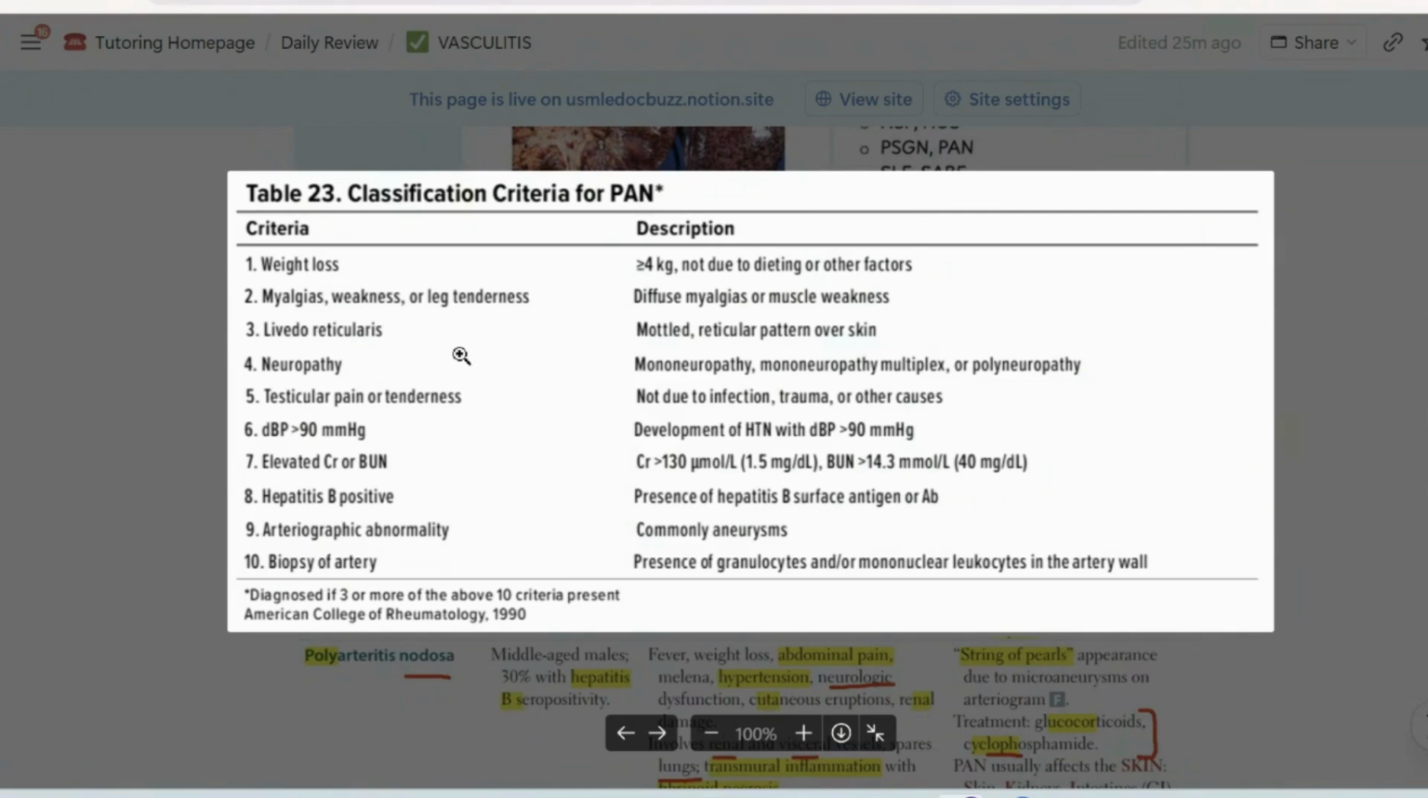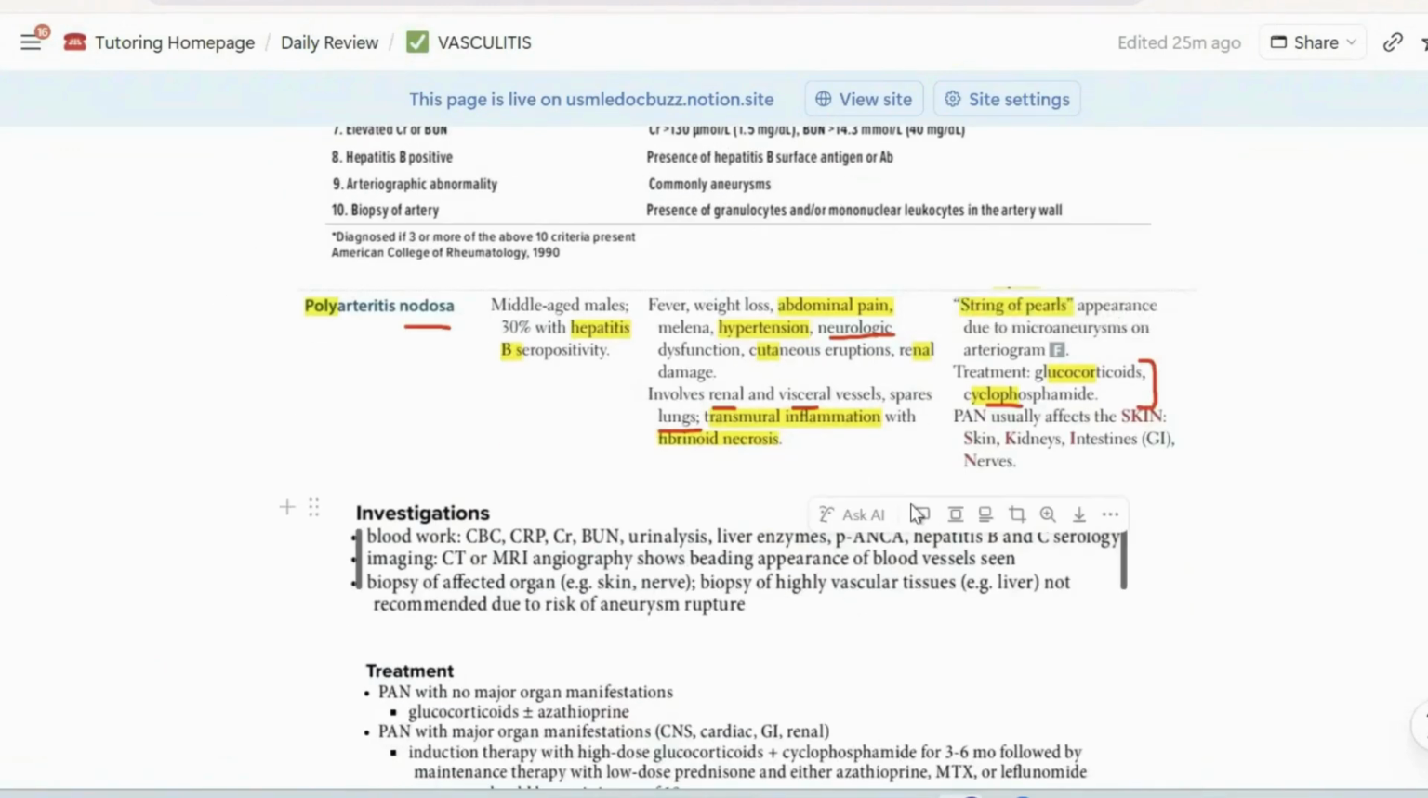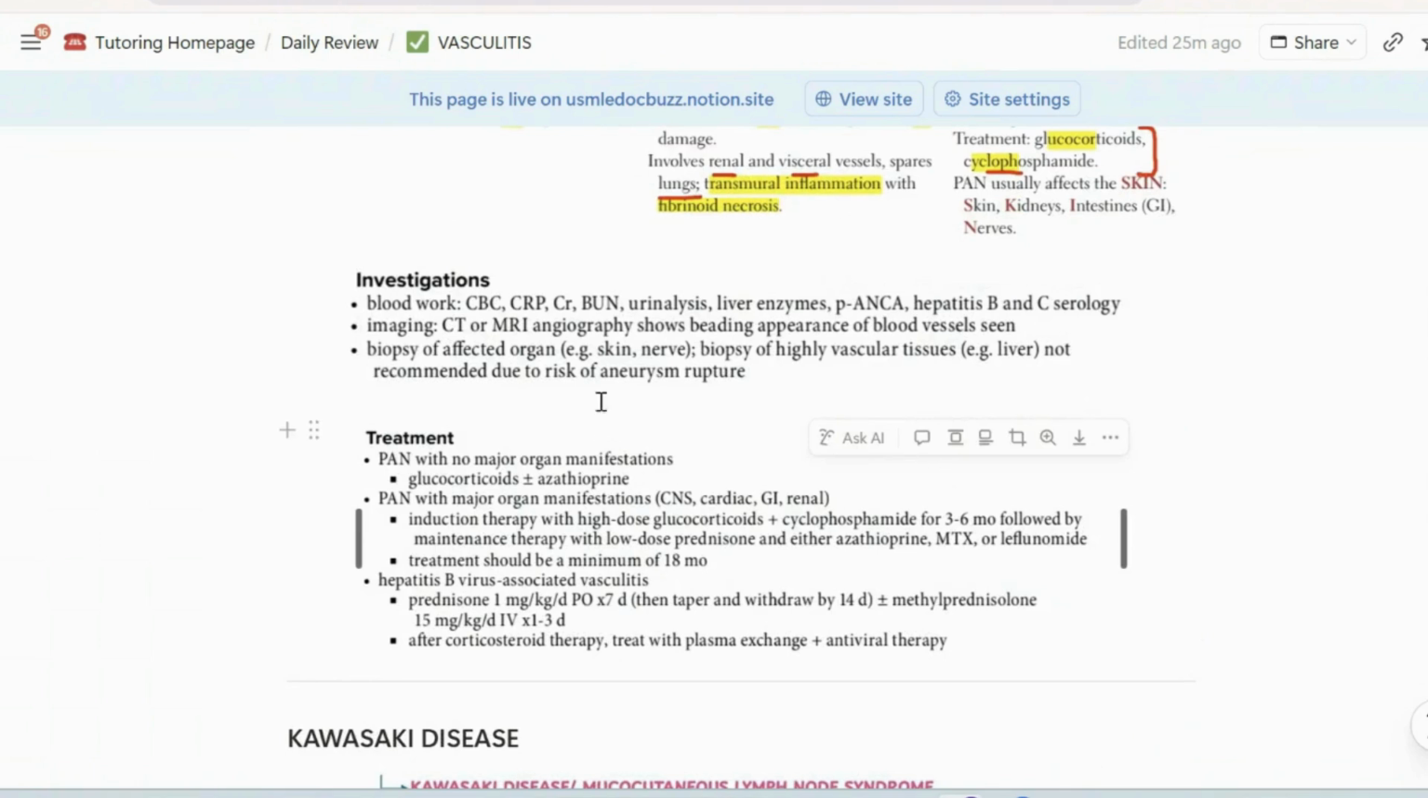Myalgias, weight loss, all these, livedo reticularis, diastolic blood pressure starting to increase, BUN and creatinine getting worse, which means renal involvement, maybe Hep B positivity, right? All of these we sort of understand. So we just need those 3 at least to make that diagnosis, okay? And as you see here, we've mostly discussed all of this, so PN is understood.